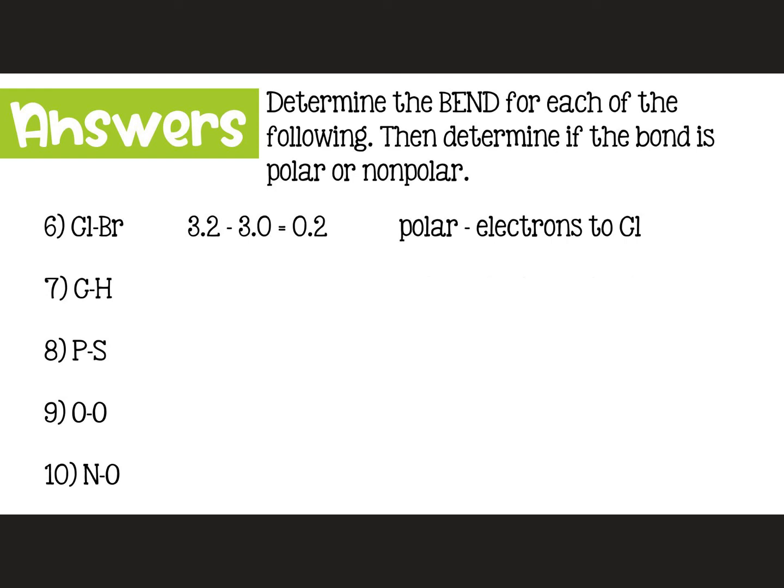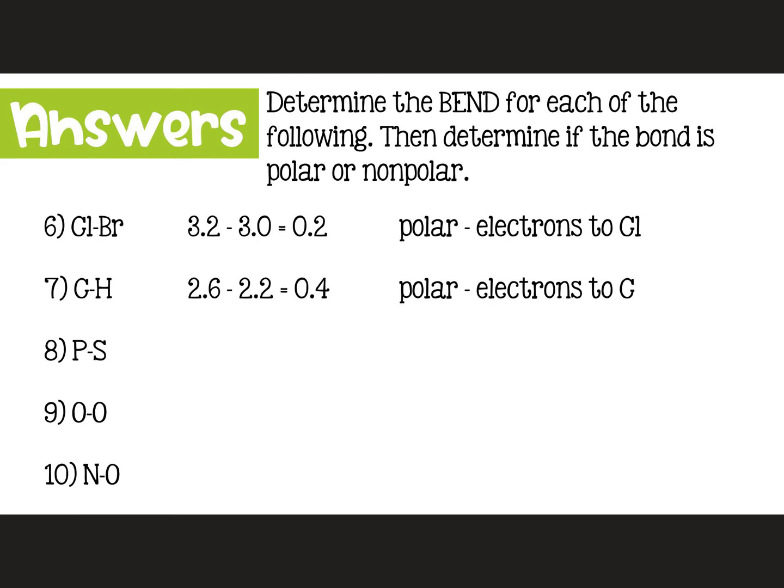Next, let's look at carbon and hydrogen. Well, carbon has an electronegativity of 2.6 and hydrogen has an electronegativity of 2.2, so the difference is 0.4. Since there's a non-zero electronegativity difference, our bond is polar, and we have the electrons going towards the carbon. So the carbon is slightly negative and the hydrogen is slightly positive.